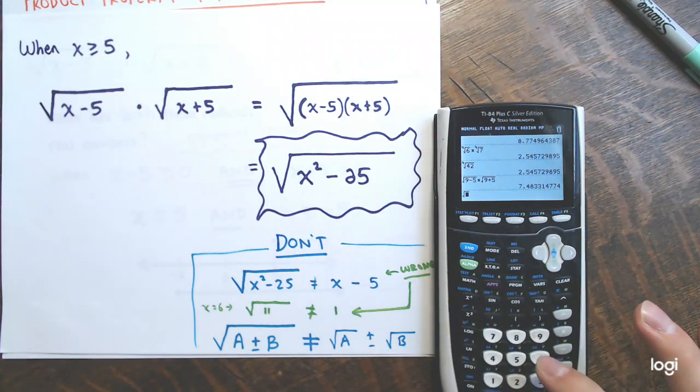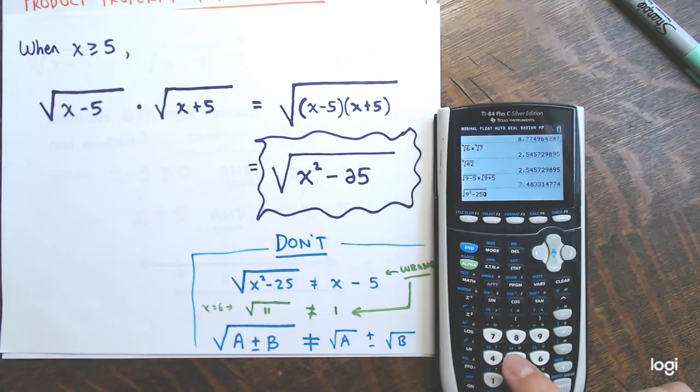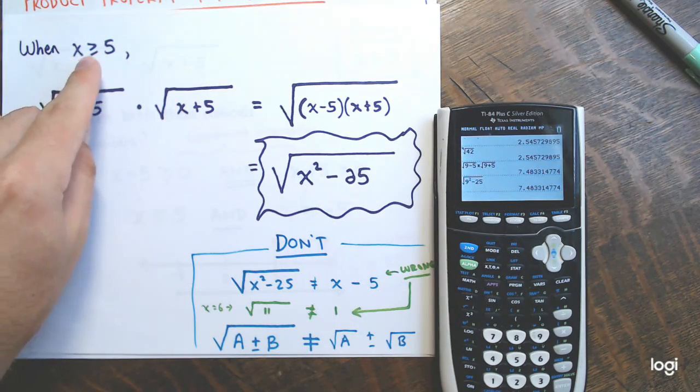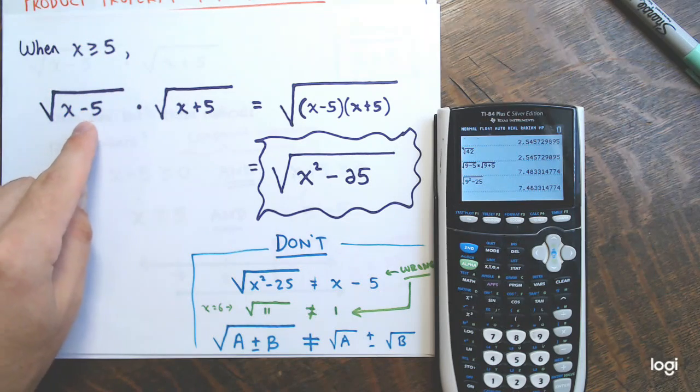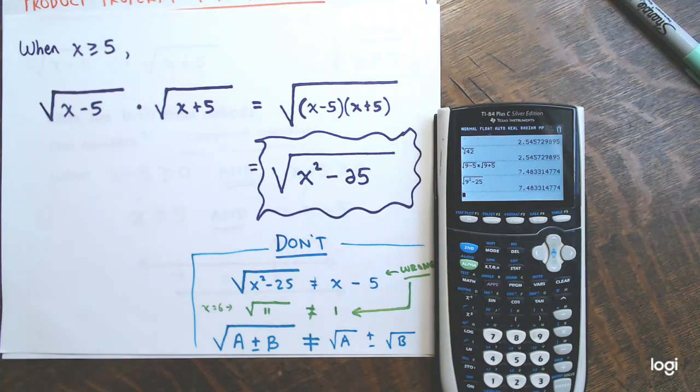So square root of 9 squared, right? X squared, and then minus 25, all inside the radical, right? All inside the square root. And look at that, it's the same number, and it should be, right? As we've said, whenever x is a number greater than or equal to 5, this times this should have the same value as this square root of x squared minus 25. Fantastic.